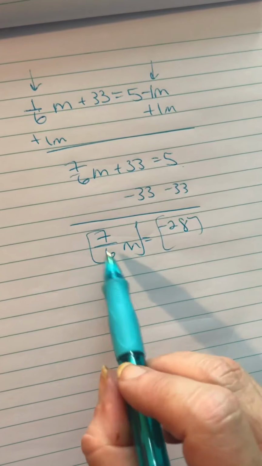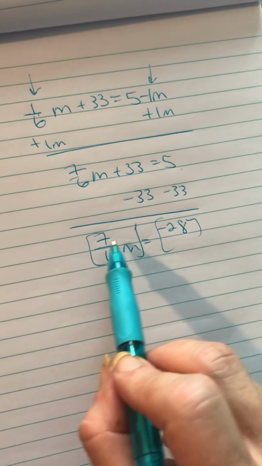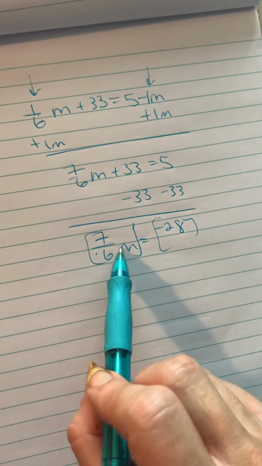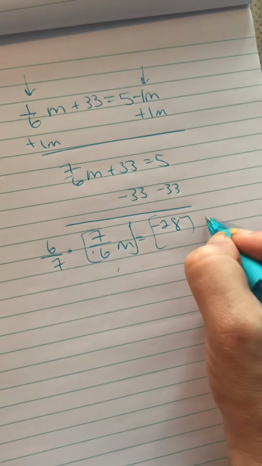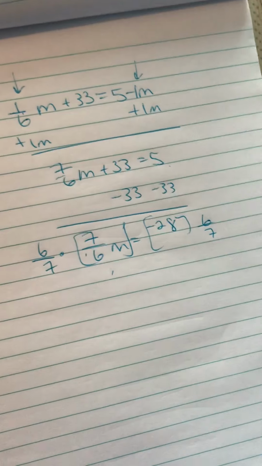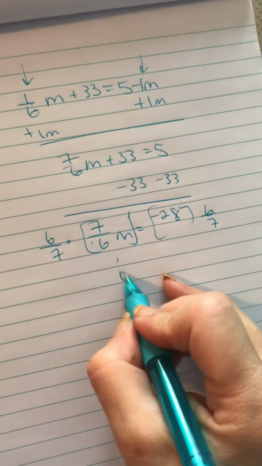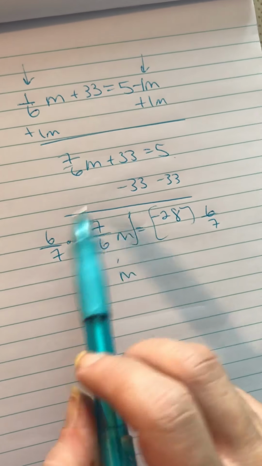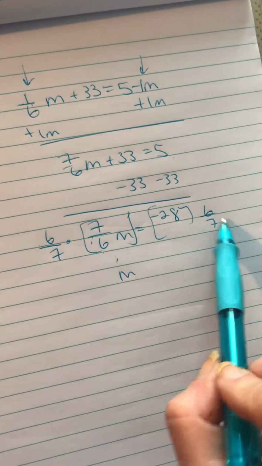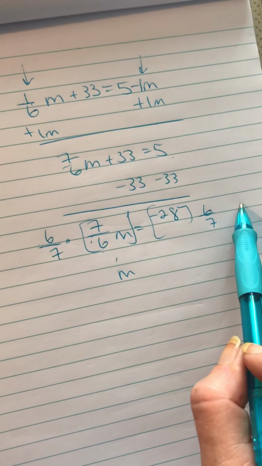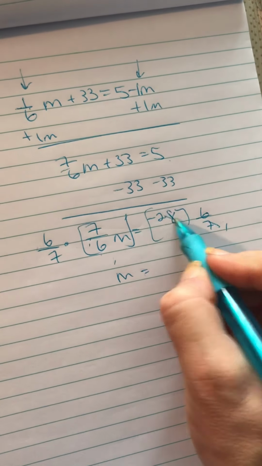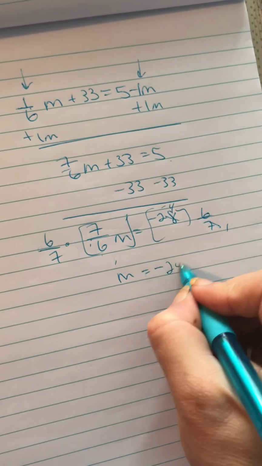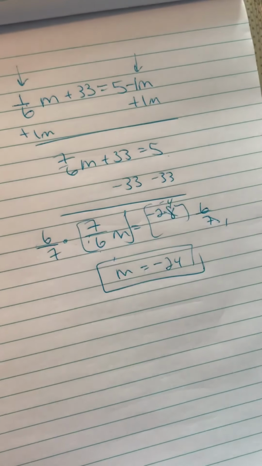Now be careful, listen very carefully to this part. When I am multiplying by a fraction, I am not going to divide by the fraction. I'm going to multiply by the reciprocal. Do me a favor, please. If you accidentally divided by 7/6, go into your notes and fix it so that you can see that we have multiplied by the reciprocal on both sides. When I multiply this, cross cancels. My final answer is negative 24.